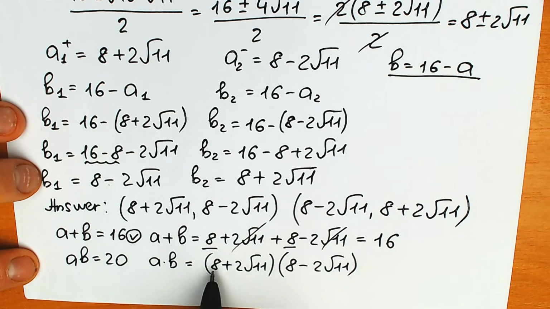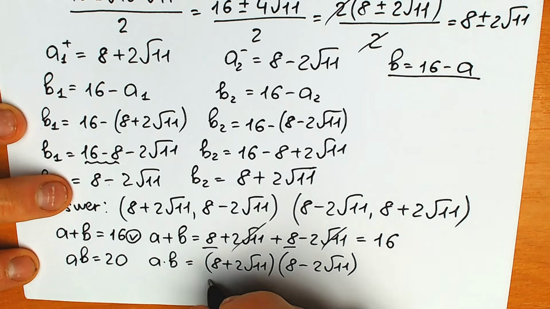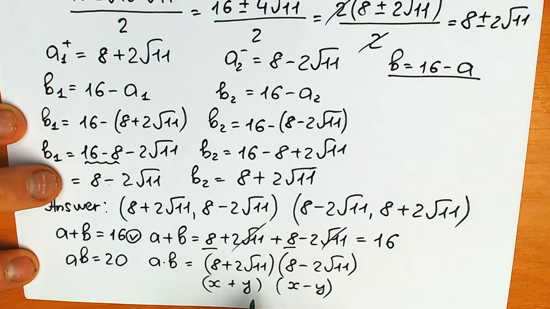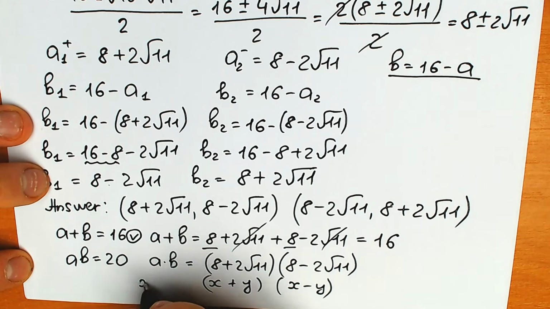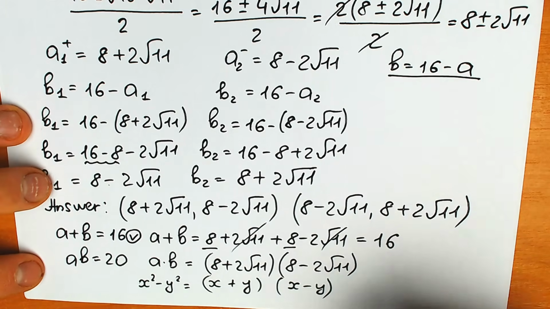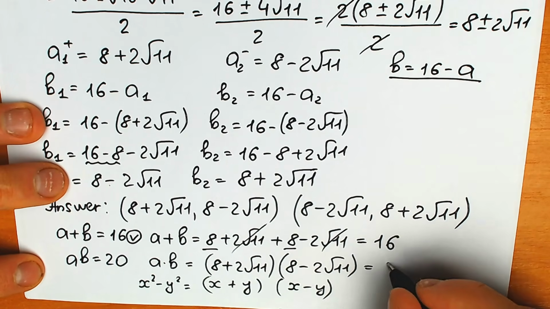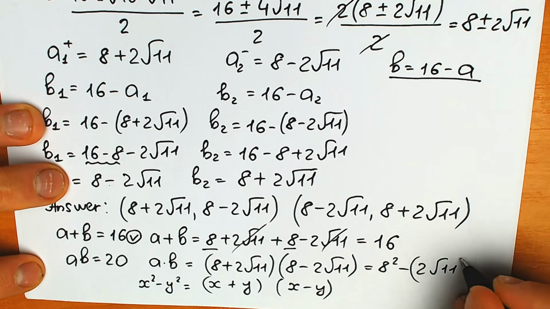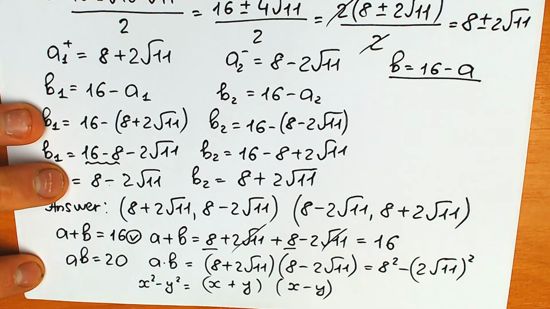So x plus y, x minus y. We can easily change it. So in our head, x plus y and x minus y. Isn't it like a formula from school, our classic identity, x squared minus y squared? So difference of squares, yes, it is. This is our school formula, x squared minus y squared. So difference of squares: first element squared, 8 squared, minus (2 square root of 11) squared. We raise this to the second power.